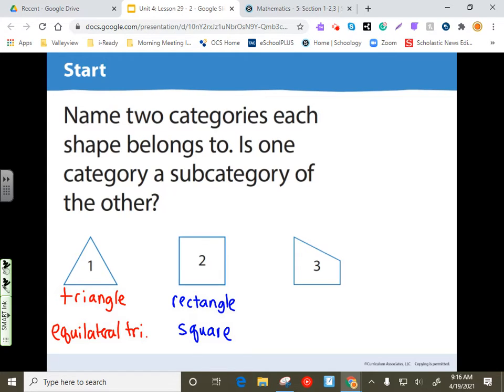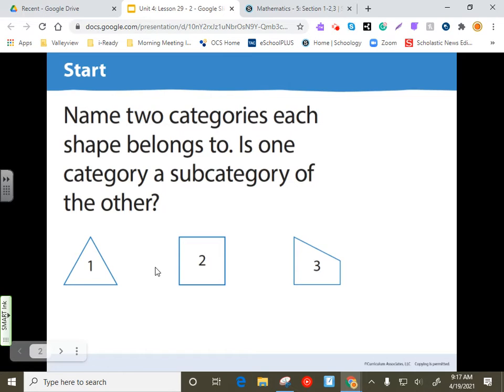And for this one over here, we're going to keep this really general. This is a polygon. A polygon is a shape with all straight sides and it's enclosed. And if we want to get very specific, we've got 1, 2, 3, 4 sides. So that subcategory can be quadrilateral. So in doing this warm-up, it gives us a little review and also shows the connection on how a shape can be categorized in different ways.